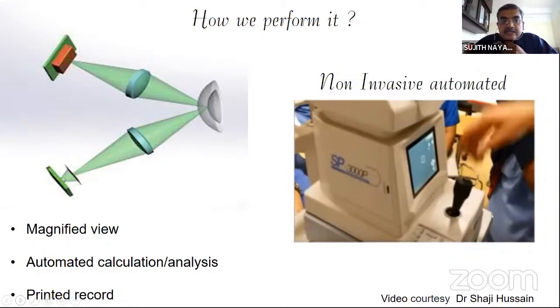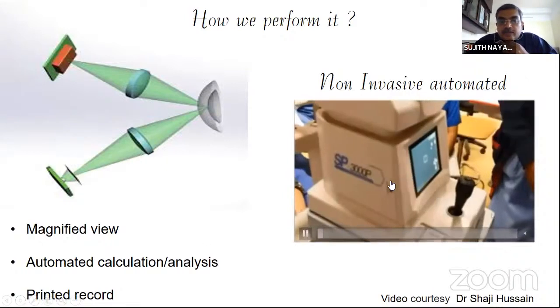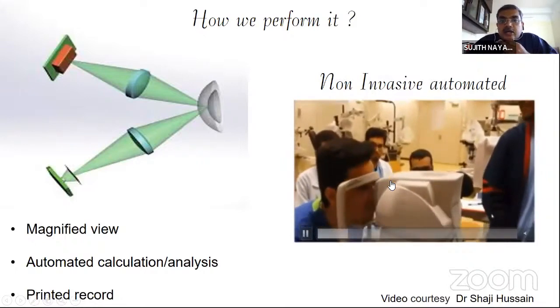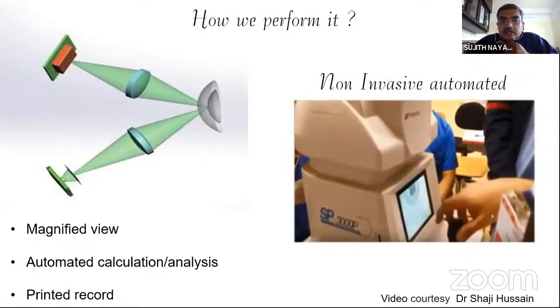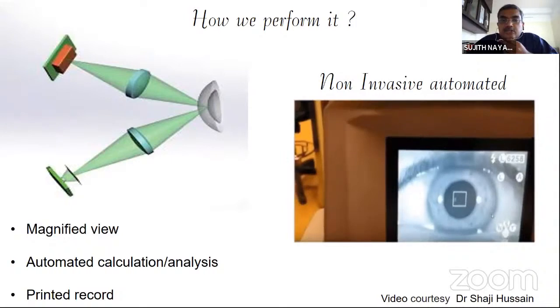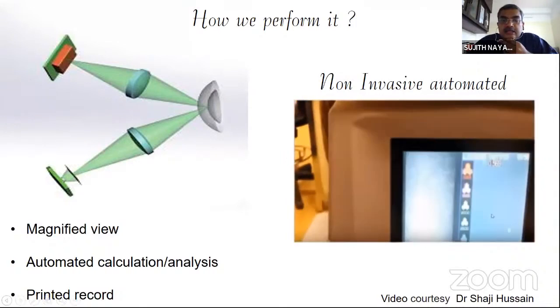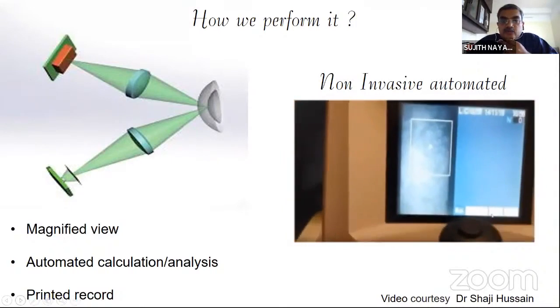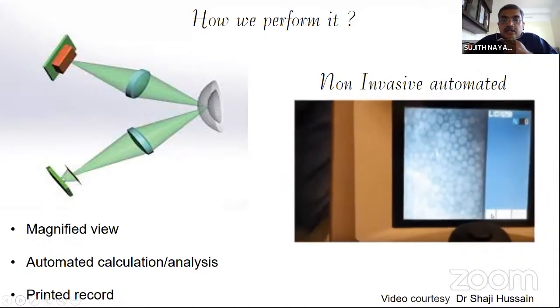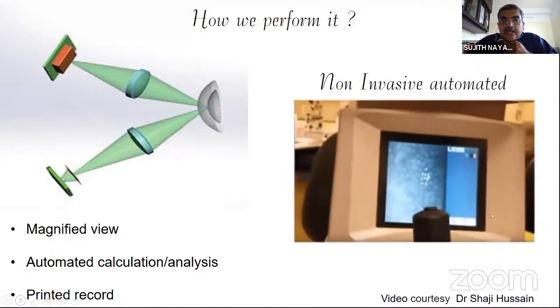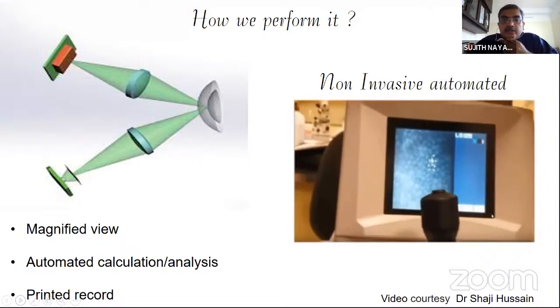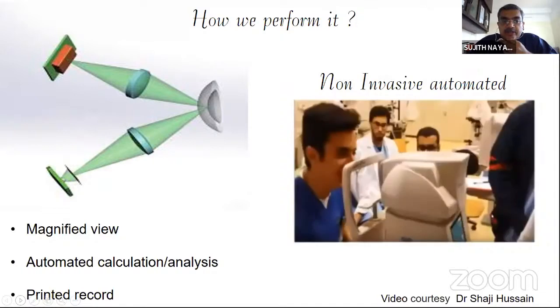at different angles. And so you can run that video. This is how it is being recorded. You keep your chin and forehead just like in a slit lamp examination, and focus at the center point of the pupil. Then it automatically records, calculates and gives you the printed record. It's quite easy, very simple, and less time consuming.